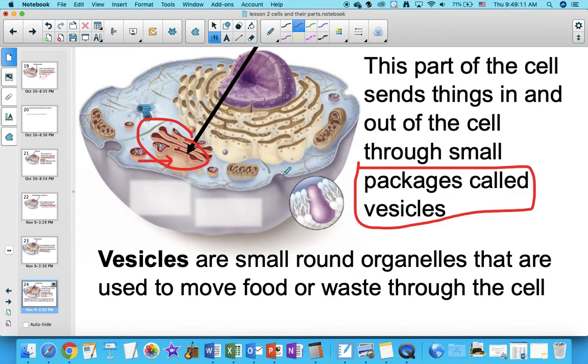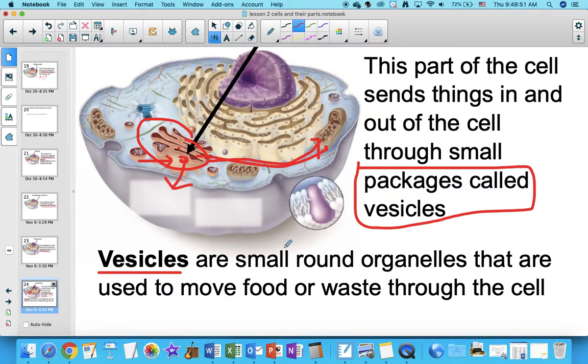So if the cell needed energy, for example, the food would go into the Golgi body. The Golgi body would go, oh, this is food. It would stamp that and make a vesicle. The vesicle would then be sent to the mitochondria, where it'll be used to make energy. Well, the mitochondria will make some waste, right? So that waste will then be sent back to the Golgi body. The Golgi body will be like, oh, that's waste. Put it into a vesicle, and then kick it out. So it's like FedEx or the post office, where it collects materials, makes packages for them called vesicles, and then sends them to where they need to go.